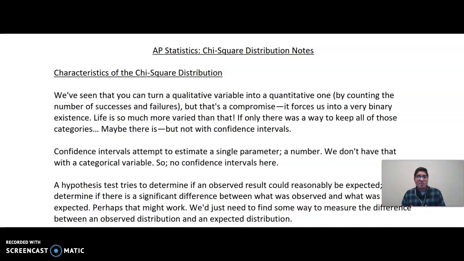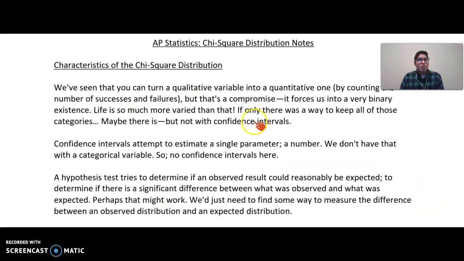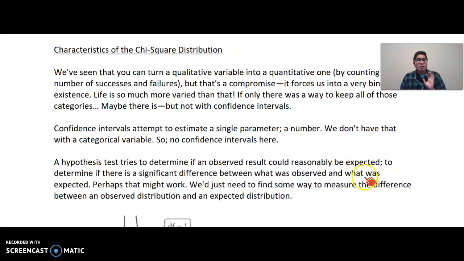Remember, a confidence interval helps us to estimate, whereas a hypothesis test helps us to find significant evidence towards a claim. Well, confidence intervals estimate a single parameter, typically a value that we believe to be true from our own experience or historical evidence. And we don't have that with a categorical variable, right? We just have this claim proportion of what we believe is the truth. So we're not going to use a confidence interval here.